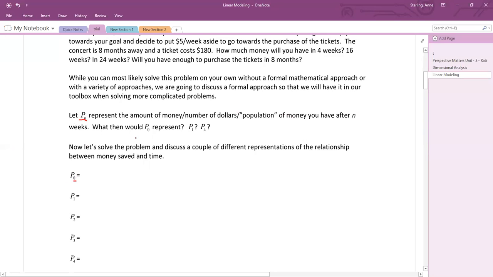So at that point, this P0 would be considered your initial amount. So you're starting with $24 in the account. Then P1 would be the amount after 1 week, the total amount after 1 week. So then what would P4 represent? The total amount after 4 weeks.